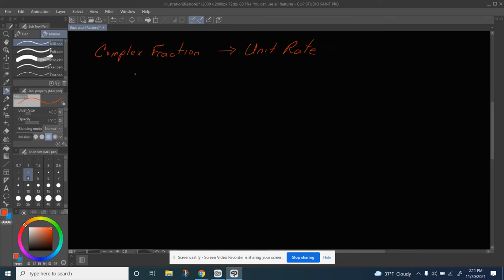So a complex fraction might be, let's say that we traveled 4/5 of a mile in 1/6 of an hour. We want to know how many, so let's put equals a blank here, miles per hour.